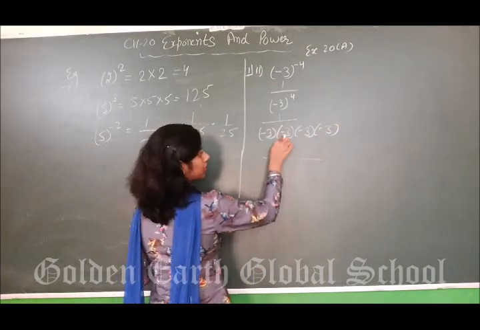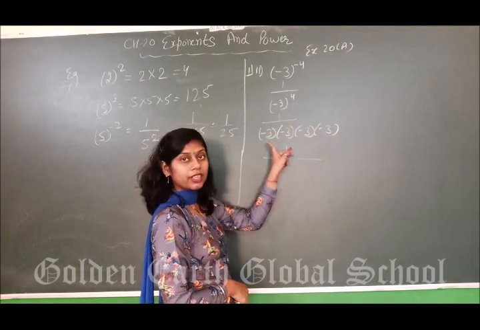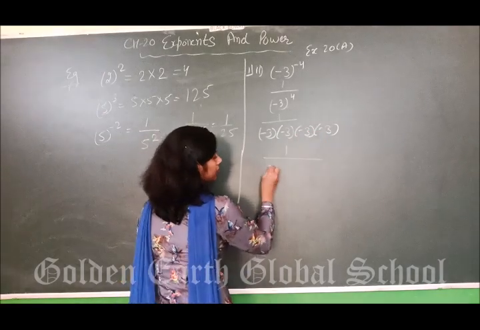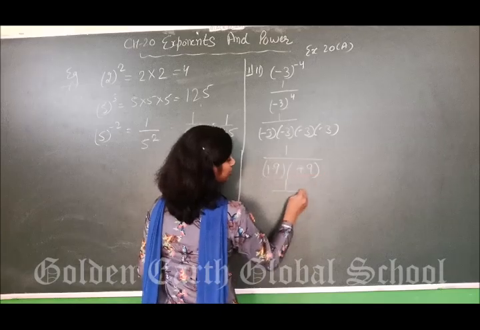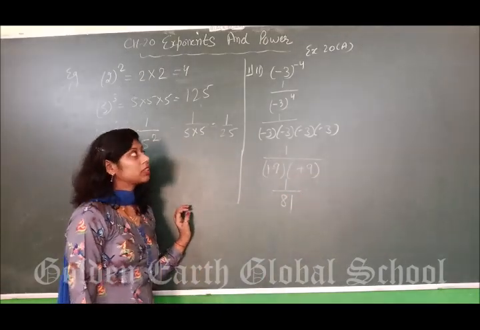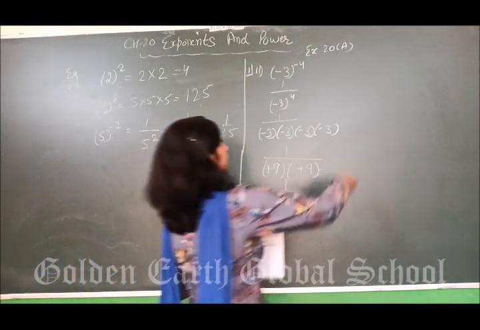Minus 3, minus 3. Here 1, 2, 3, 4. 4 negatives. Minus minus plus. Again minus minus plus. So the answer will be positive. Plus 9 into plus 9. So the answer will be 81, 1 upon 81. Clear? So this is how to solve the negative parts. Next, third part.